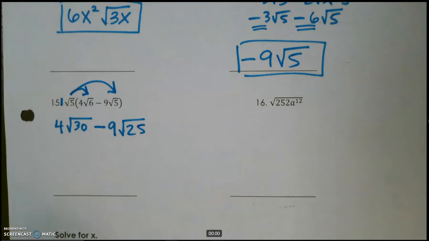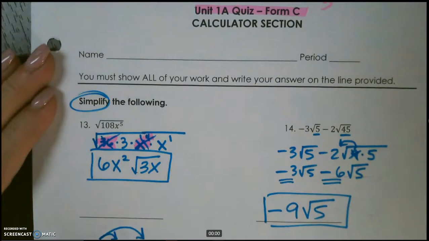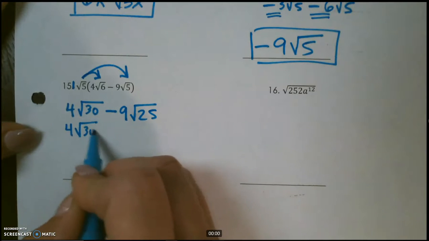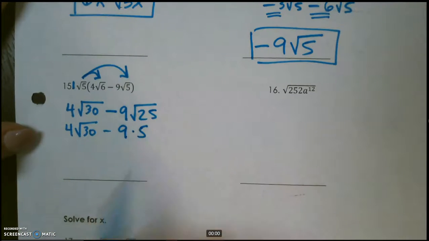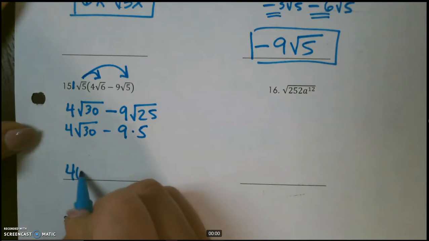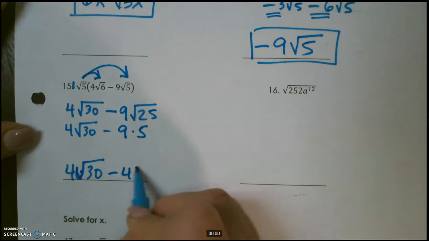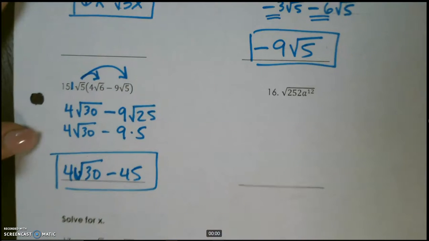Now, some of you guys stopped here, and if you stopped here, this was not completely simplified. Okay, the square root of 25, I actually know what the square root of 25 is. That's going to be 9 times 5. So my final answer is 4 rad 30 minus 45.